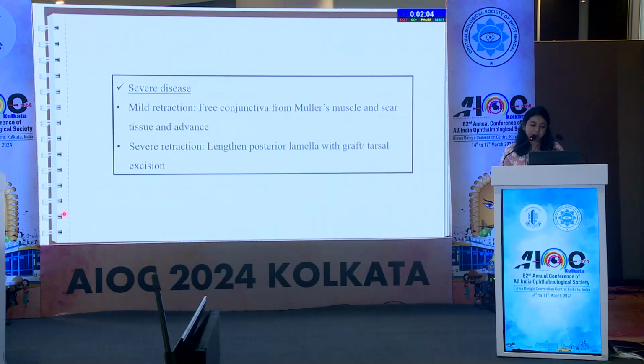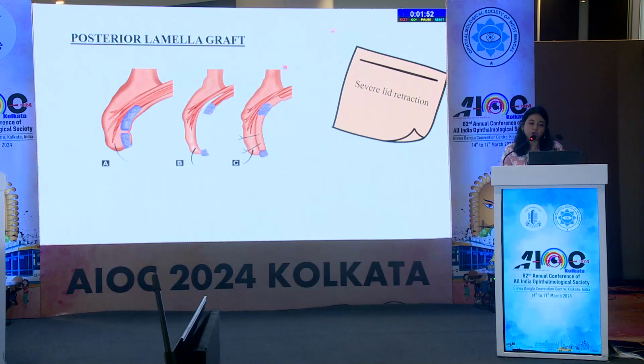So in such a case, we either free the conjunctiva from the Mueller's muscle in mild cases of retraction, but if it is severe, we need to lengthen the posterior lamella with either a graft or, in very, very severe cases, tarsal excision. So what do we do in a posterior lamellar graft? In simple terms, we just give a full thickness incision at the tarsus. We create a space between the distal and proximal tarsal segment, and then we place a posterior lamellar graft.